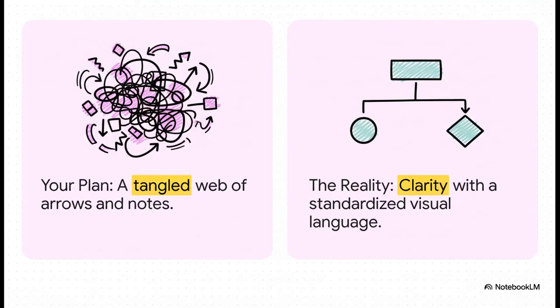On the left, that's the plan, at least how it exists in someone's head. A total web of arrows and sticky notes. But on the right, that's the clarity we're all desperately trying to get to. And that gap, that huge difference between the two, that is exactly the problem that BPMN, or Business Process Model and Notation, was built to solve.